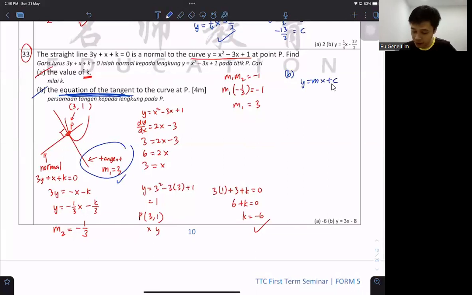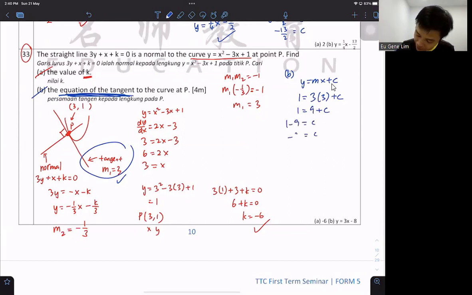Then what is the x and y? Oh, 3 and 1, okay? So no problem already, question B. y is 1, gradient is 3, and x is 3. 9 bring over, 1 minus 9, negative 8. So the equation is y equals 3x minus 8. Okay, I understand.